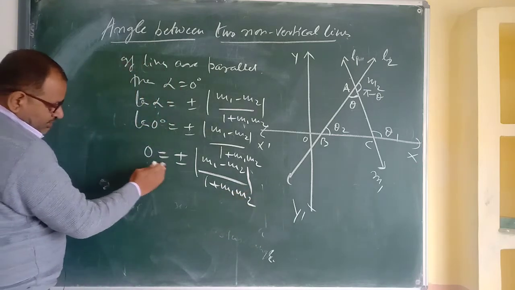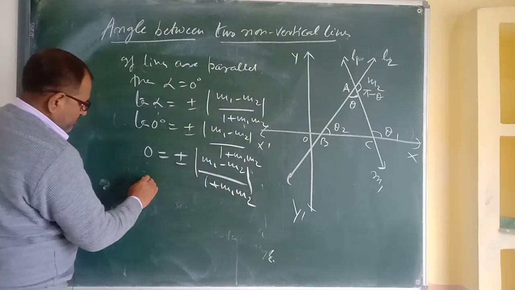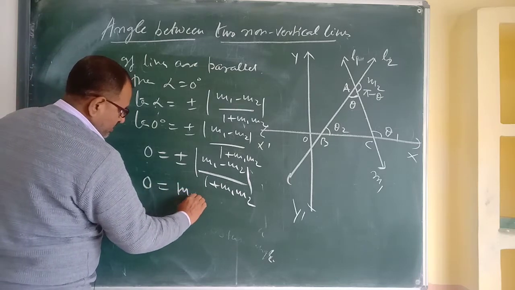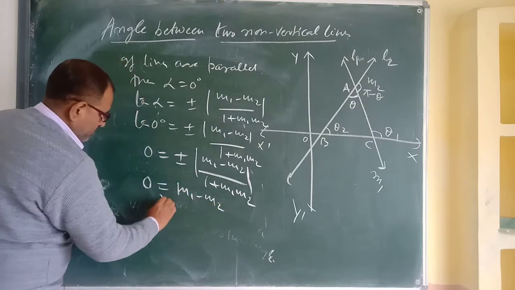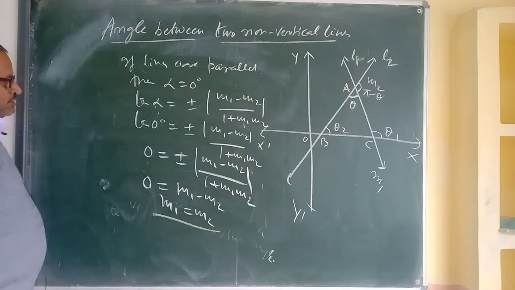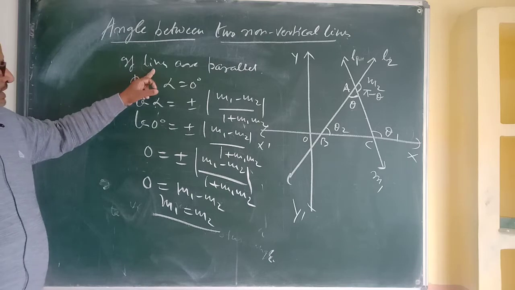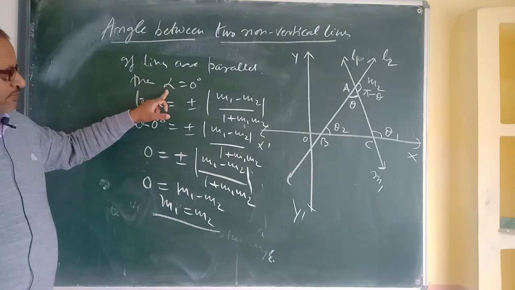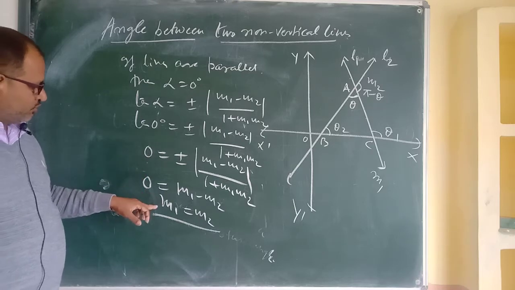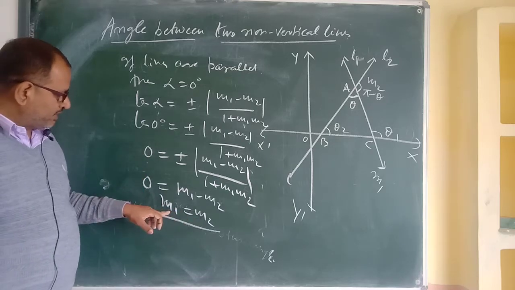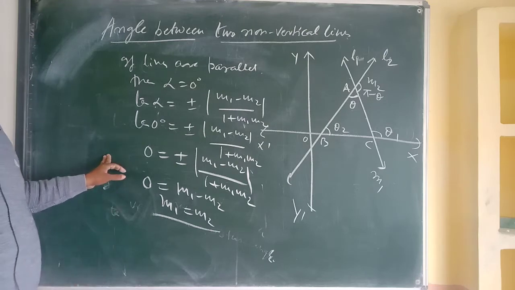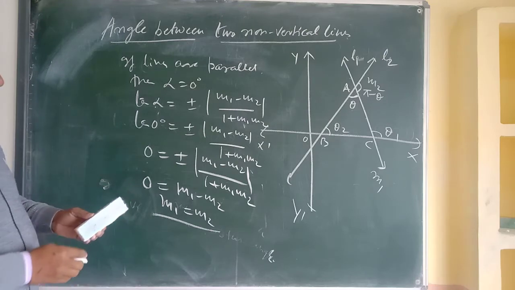Cross multiply 0 into 1 plus m1 m2, it will be 0, equal to m1 minus m2. So m1 is equal to m2. So if two lines are parallel, in that case angle between them will be 0 degree, and tan 0 is 0, so slopes are equal, m1 is equal to m2. So this is the condition for the parallel lines.